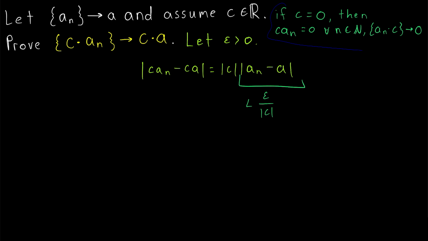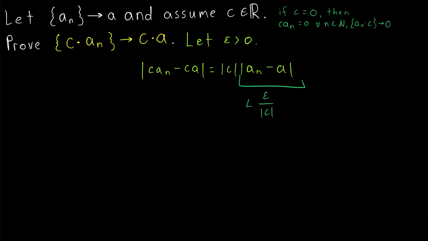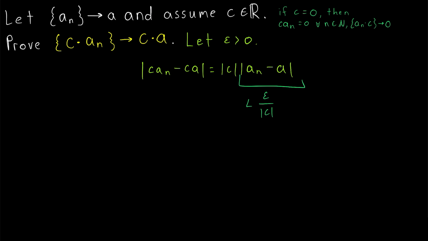But anyways, since we just proved that our result is true when c is equal to 0, for the rest of our main proof, we can assume that c is not equal to 0. Then, moving forward with our plan, we know that since a_n converges to a, by definition of a convergent sequence, there exists a natural number, say big N, so that for all n greater than big N, the absolute value of a_n minus a is less than epsilon over the absolute value of c.